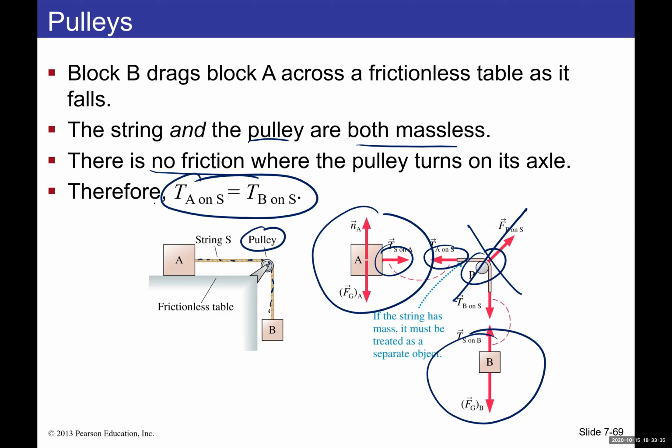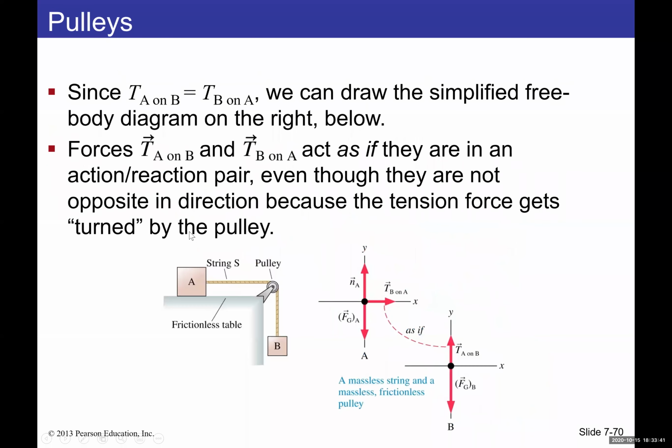But in this case, what we have here is this. Since the tension is the same for both objects, here's tension acting on A, and here's tension acting on B. Those are examples of interacting forces, action and reaction. So you can see this in the diagram, right there, exactly the same magnitude.